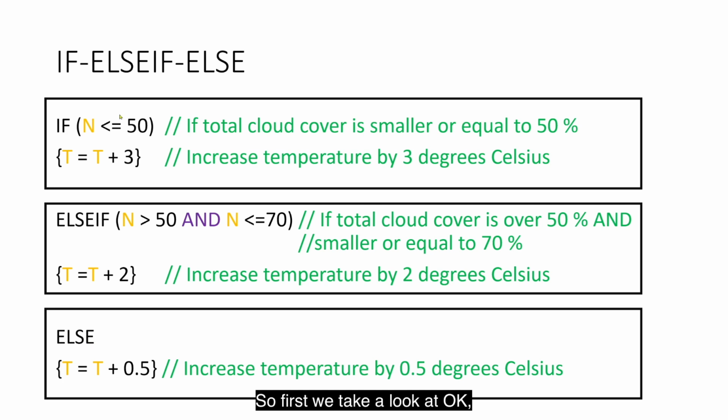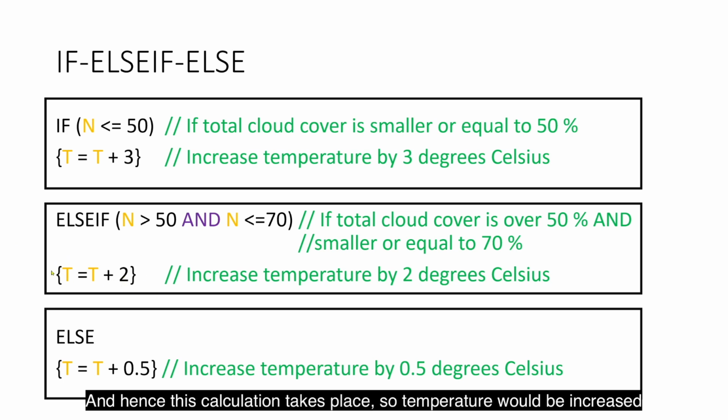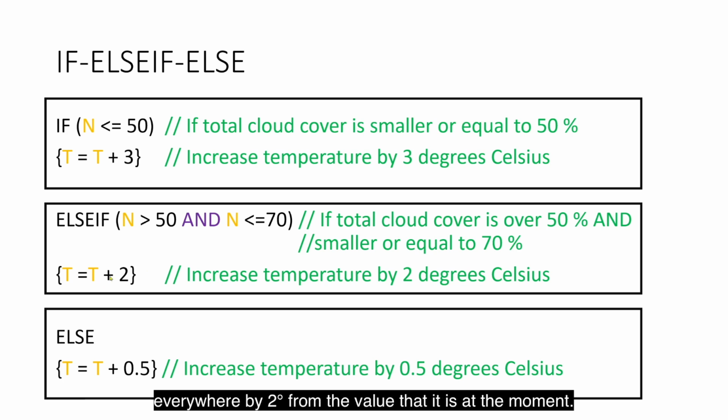So first, we take a look and ask, okay, is our total cloud cover less or equal to 50%? If it's not, let's say it's 60%, it will go to else if. And then it takes a look at the else if condition. It says that total cloud cover should be over 50% and it should be less or equal to 70%. Our example of 60% total cloud cover would be within this range, so that would fulfill the condition, and hence this calculation takes place. So temperature would be increased everywhere by 2 degrees from the value that it is at the moment.